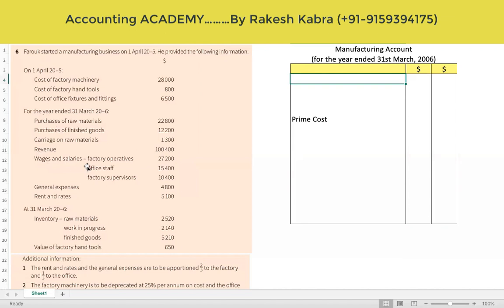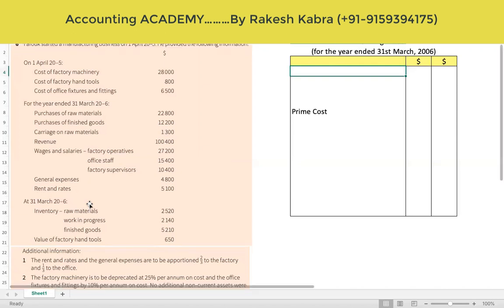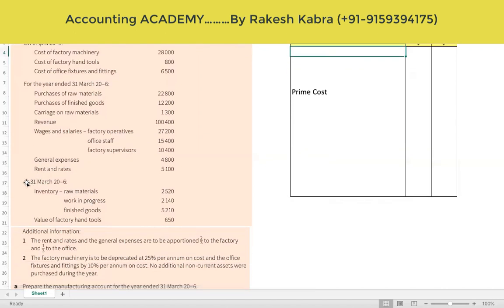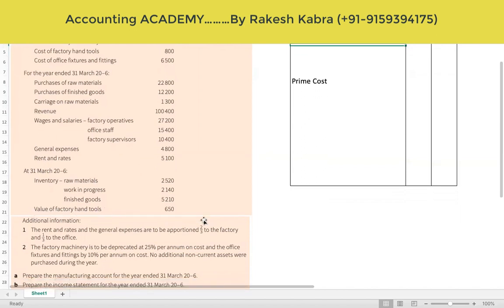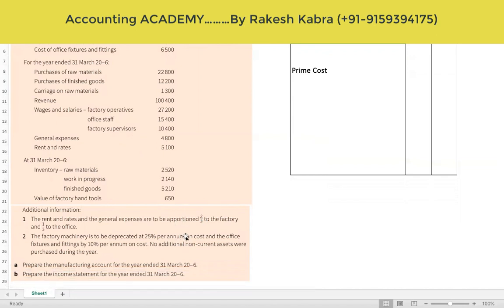Then we paid wages and salaries for three types of people: first factory operatives, then office staff, then factory supervisors. Then we have general expenses, rent and rates during the year. On the last date of the year, inventory is given: inventory of raw material, work in progress, finished goods. One more piece of information: value of factory hand tools is $650. And then we have some additional information.